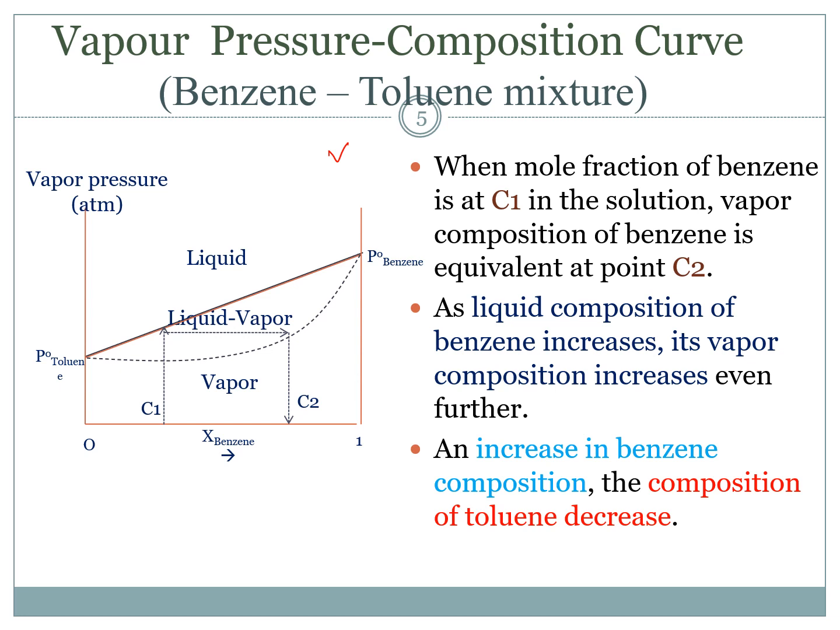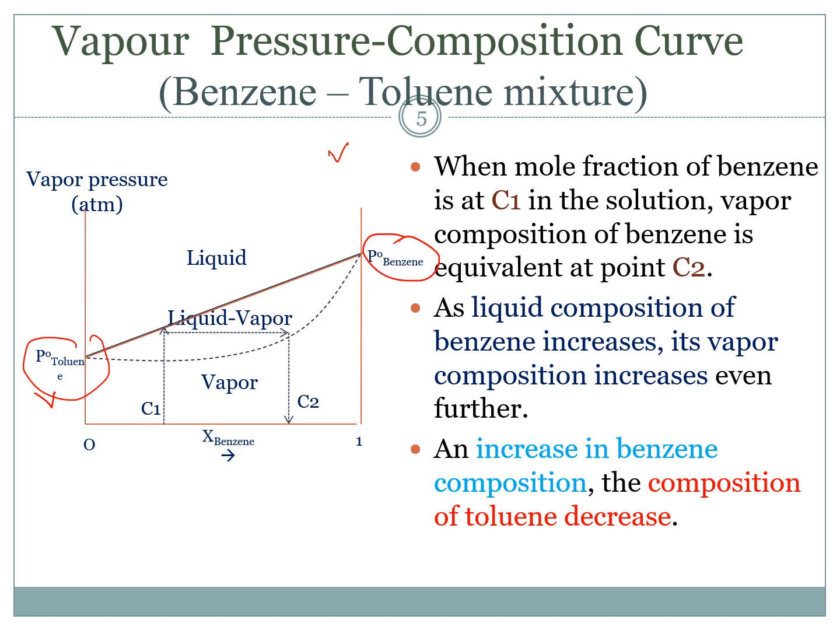So we start with the boiling point of pure benzene and toluene. Benzene will have the higher vapor pressure. That means that it will have the lower boiling point. Similar to toluene, it has lower vapor pressure, so it will have a higher boiling point. So this line tells us the composition of liquid and this one tells us the composition of the vapor.